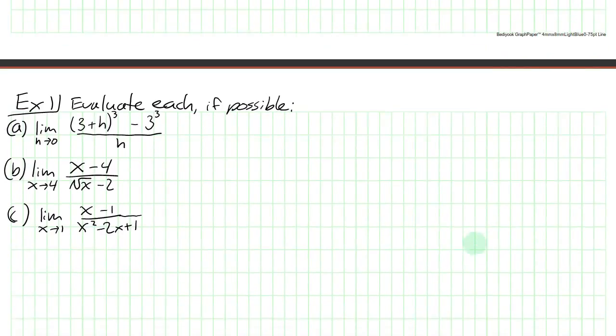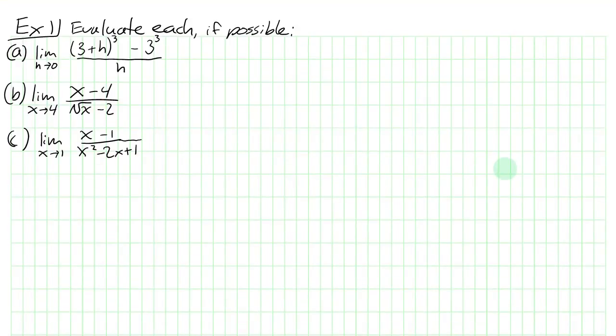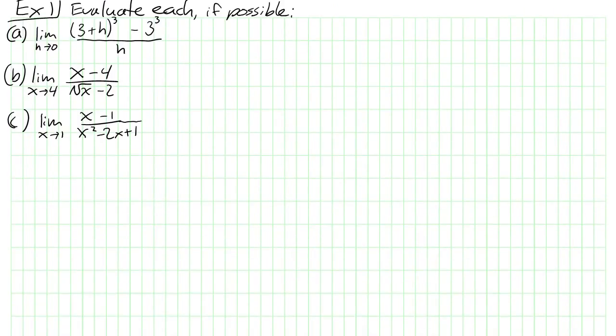Okay, so for this first one, I'll just do that one over here, I guess. If you plug in h equals 0, you get 27 minus 27 over 0, which means that it's undefined there, so you know it's not continuous, so you can't just plug in the function value. So let's see what we can do.